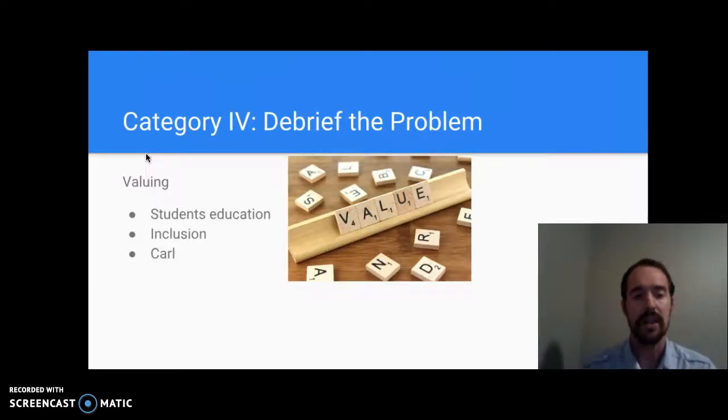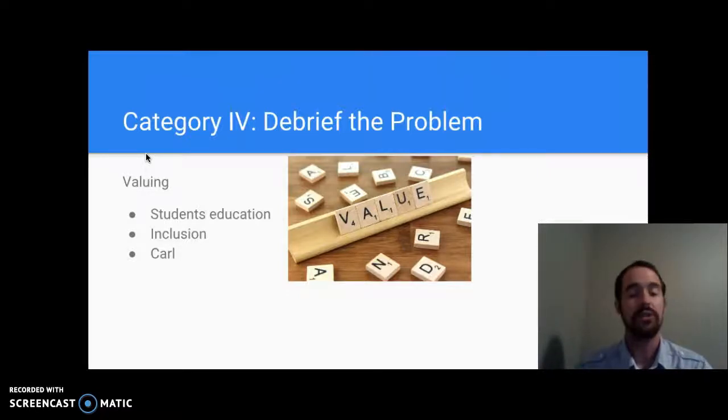students' education. Yes, I want Carl to be included in the classroom, but I also need students within his classroom to feel safe. If they don't feel safe, they can't learn. So I was valuing students' education and wanting to get further support for him.